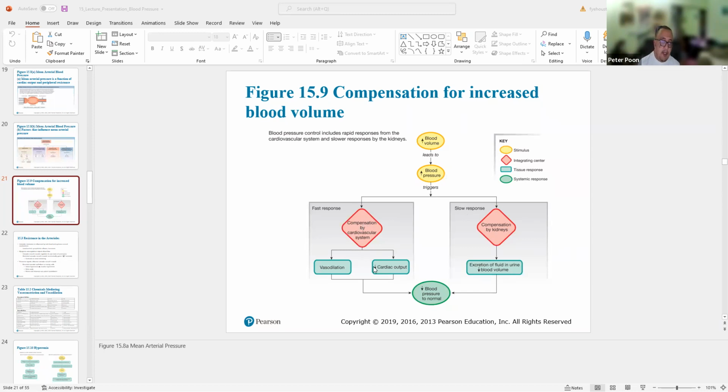The fast response is vasodilation, so more volume, less pressure. More volume in the hole, and less pressure. Vasodilation decreases blood pressure, decrease in cardiac output, less pumping, less pressure. The other response is just the loss of fluid through peeing.